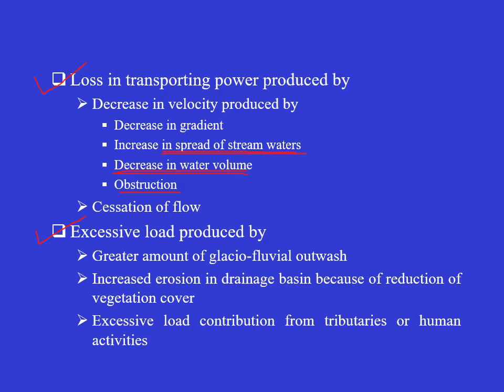Suppose when a river meets with a large water body, when a river meets with a lake, or when a river meets with the ocean. After meeting the ocean, there is no flow. That means the flow of the river water completely ceases, completely ends. So the velocity of river water becomes decreased and ultimately diminished. So at that time also deposition can occur.